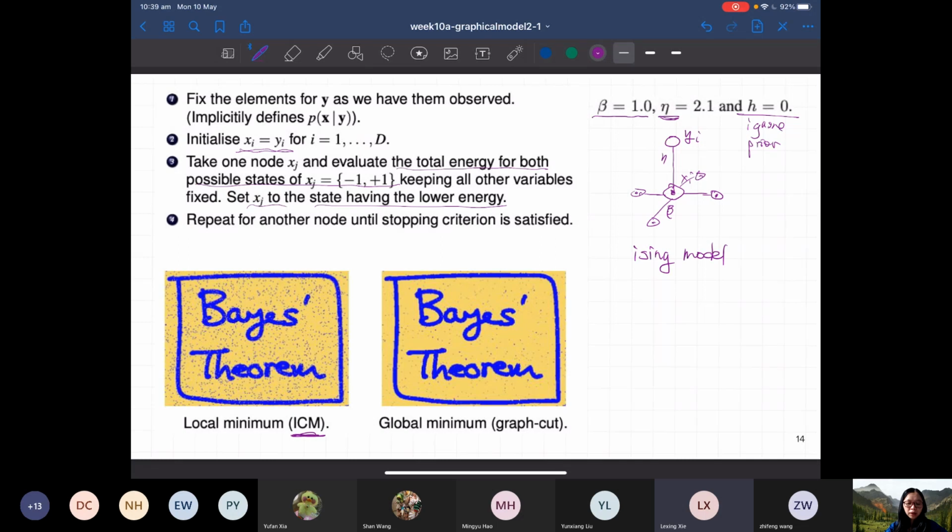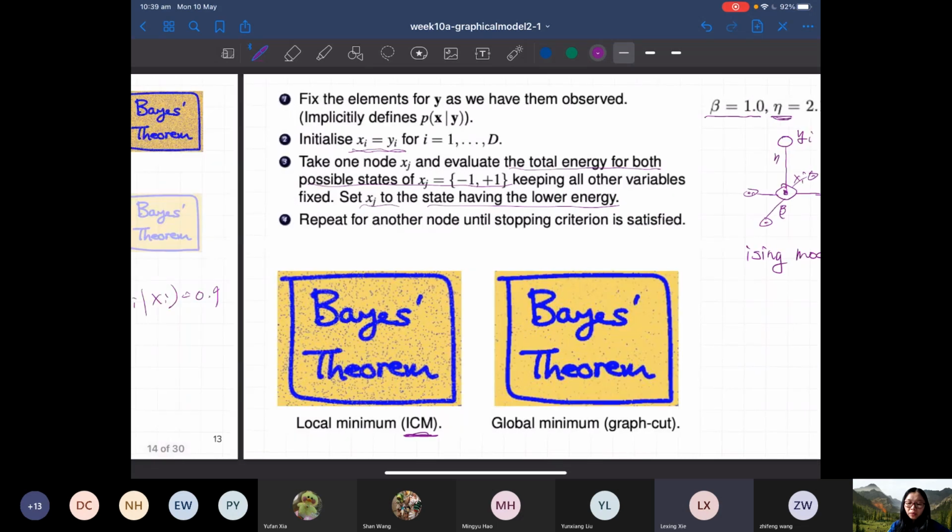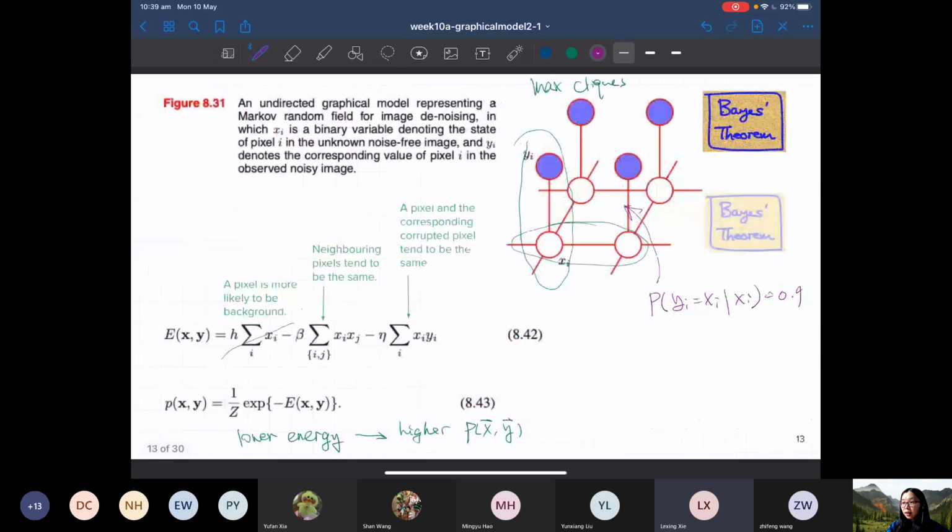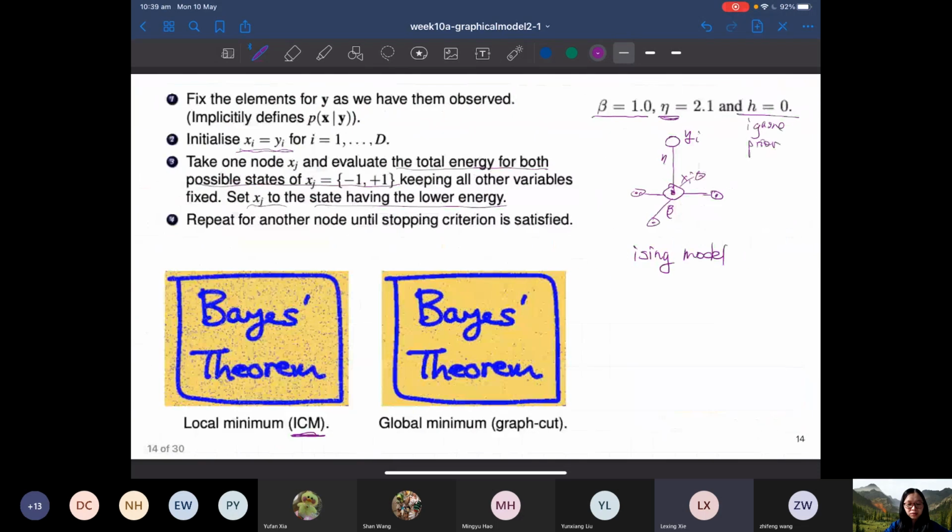So if we do this local greedy search, or greedy node flipping algorithm, we get back this image. You can see it's still kind of noisy, but it's a lot cleaner than the noisy image that we started with. So it's doing something good, right?